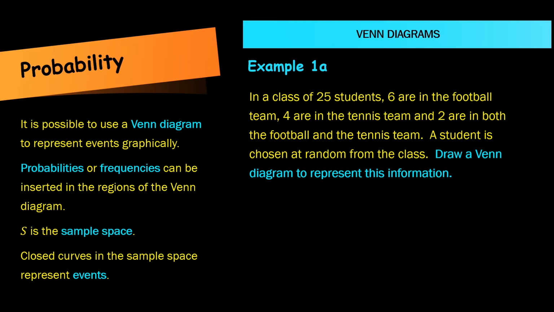So let's solve example 1A first. In a class of 25 students, 6 are in the football team, 4 are in the tennis team, and 2 are in both the football and the tennis team. A student is chosen at random from the class. Draw a Venn diagram to represent this information. So let's solve this.